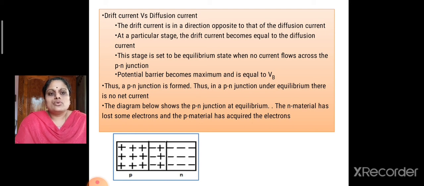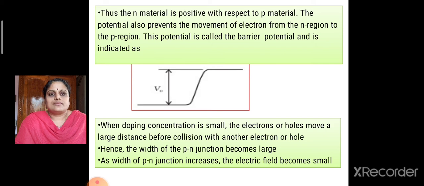This diagram given below shows the p-n junction at equilibrium. The N material has lost some of its electrons and the P material has acquired those electrons. Thus, the N material is positive with respect to the P material. This potential also prevents the movement of electrons from the N region to the P region. This potential is called the barrier potential and it is indicated as VO.